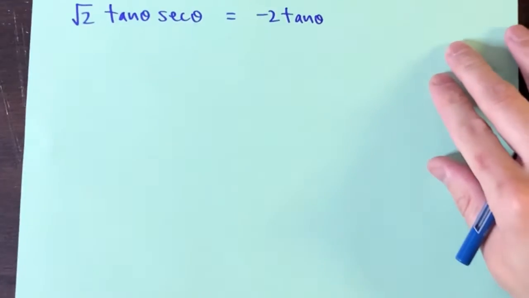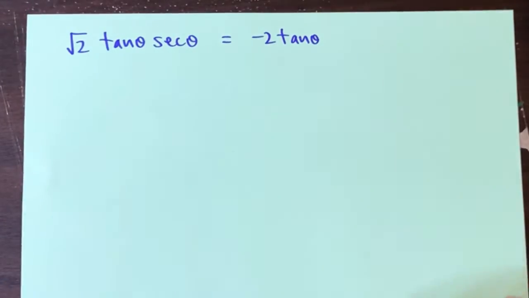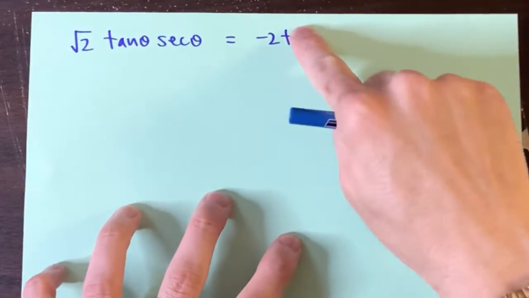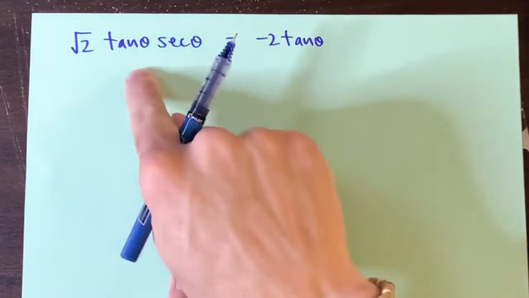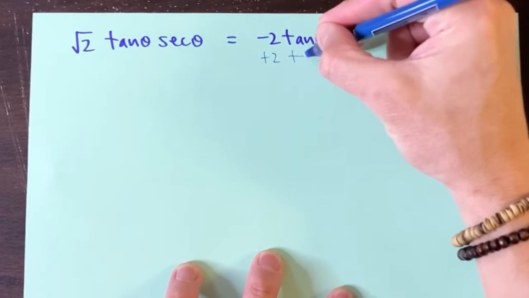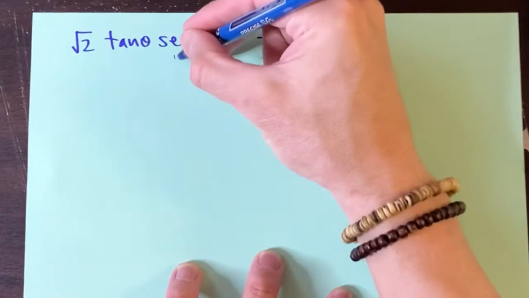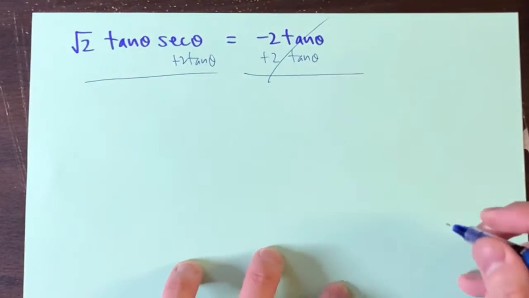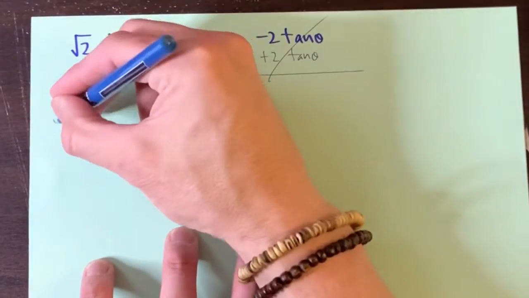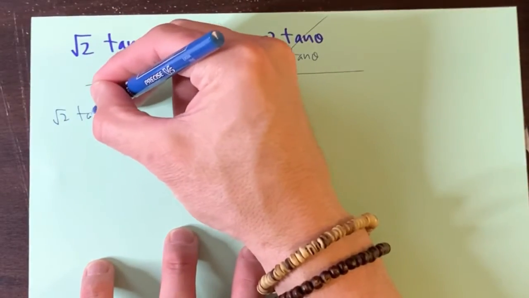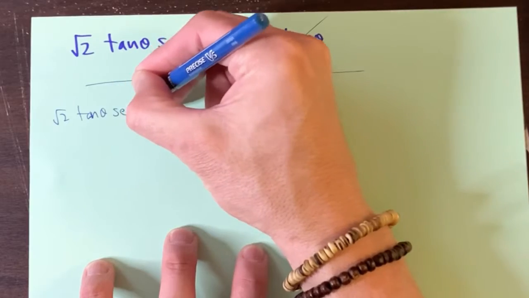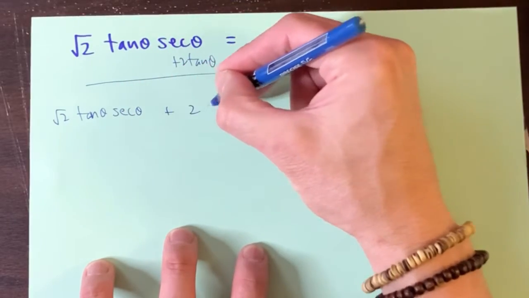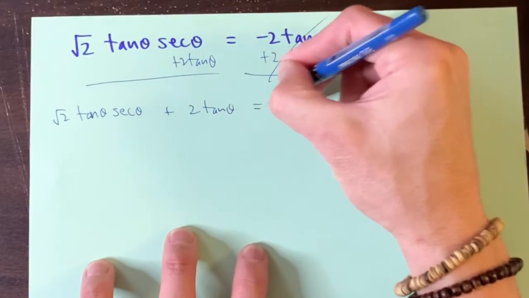So let's try a couple of equations here. And for these types of problems, you always want to have a 0 on one side. So I plan on moving this to the other side. So here we would add 2 tangent of theta to the left-hand side so that it's gone. And here on the left, we'd have square root 2 tangent secant, and then plus 2 tangent theta equals 0.